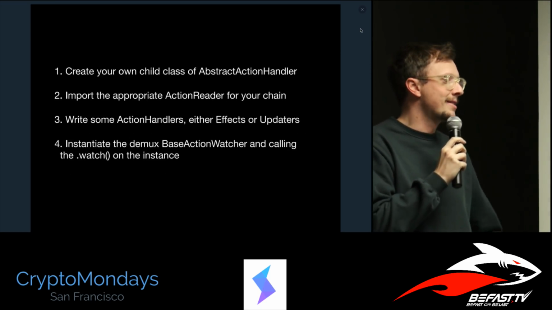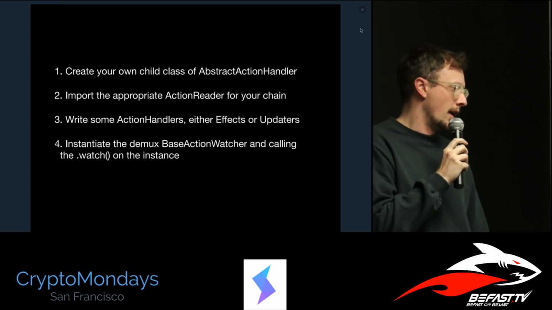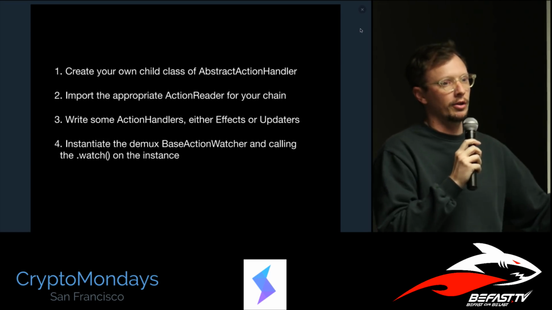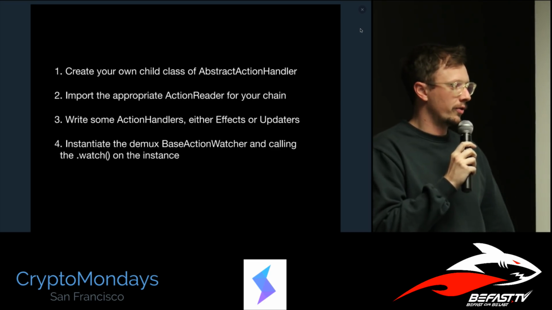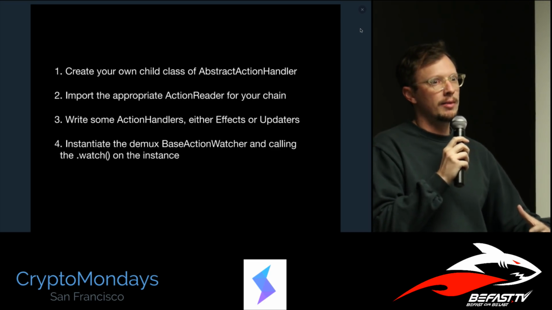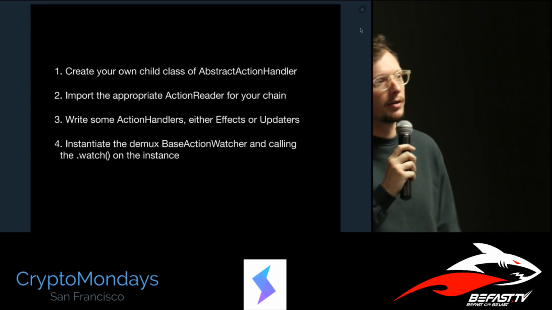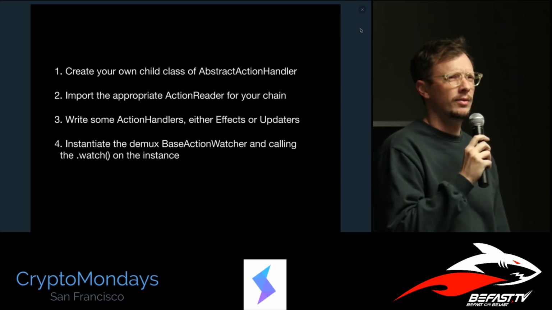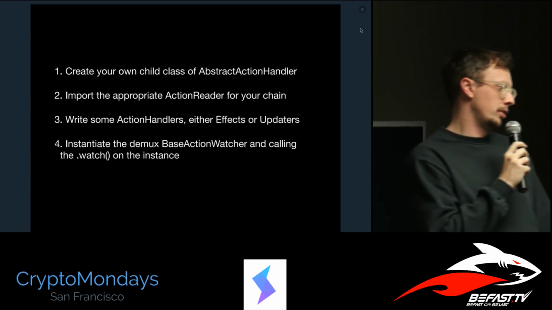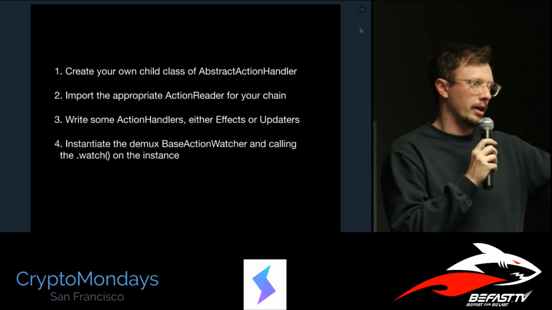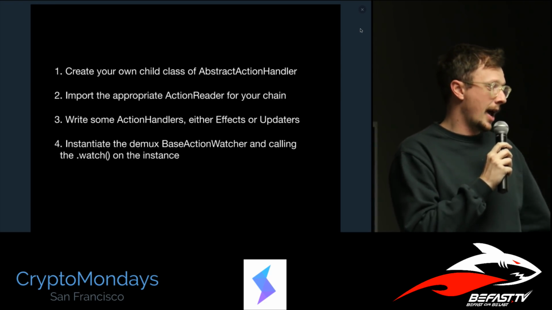All right, so the basic steps of implementing DemuxJS for your dApp are as follows. You need to create a child class of the abstract action handler, which is provided by Demux, and you will need to import an action reader for your chain. DemuxJS is also agnostic to the blockchain that you're using. I'm speaking about it from an EOS perspective, but there are also action readers for Steem and maybe some others. I'm not sure what's out there. So you'll need an action reader that knows how to talk to your blockchain and ask for what it needs. And then you'll need to write action handlers, which is the fun part.